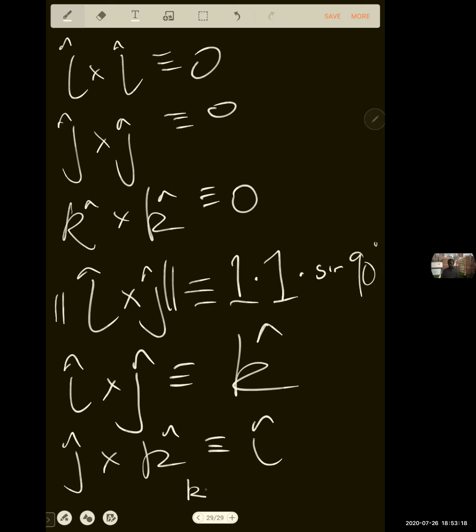But what about k cross j? Well, this whole thing is anti-commutative. If you're using your right hand, curling your fingers from the x-axis to the y-axis, your thumb points along the z-axis. But if you curl your hand from the y-axis to the x-axis, your thumb is going to point in the opposite direction, along negative z. This operation is technically anti-commutative. So k cross j equals negative i, et cetera.